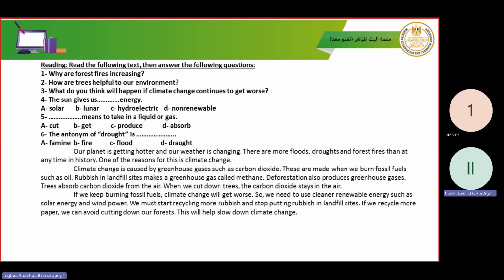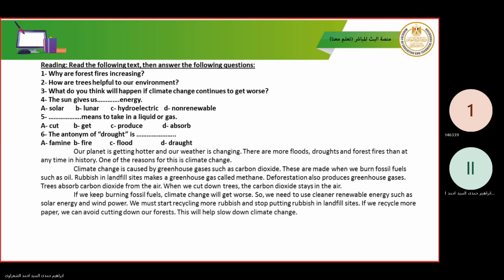Okay, this is a very important text, and it gives you lots of information about what is happening to our earth, what dangers our earth is facing nowadays. Okay, let's read it together again.